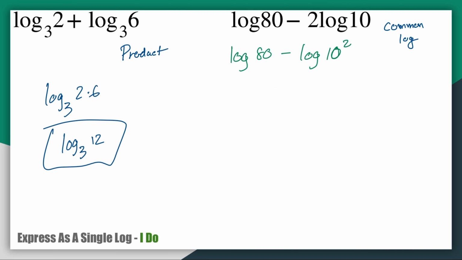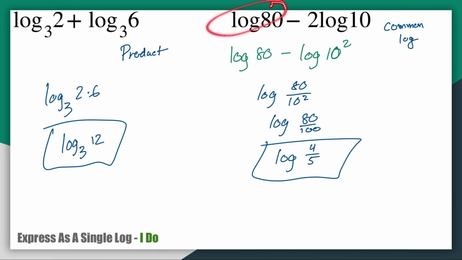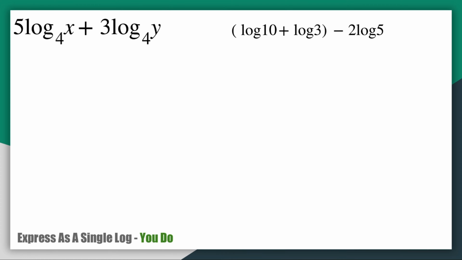Now we can see that there's the quotient property. This becomes log 80 divided by 10 squared. Well, 10 squared can actually be simplified, or multiplied out, to get log 80 over 100, and that can actually be simplified to log 4 over 5, okay? Notice how we couldn't do any of this simplifying when they were in their original forms. Log 80 had no way of being simplified. 2 log 10 had no way of being simplified until we applied the quotient property and brought them back together. Okay.